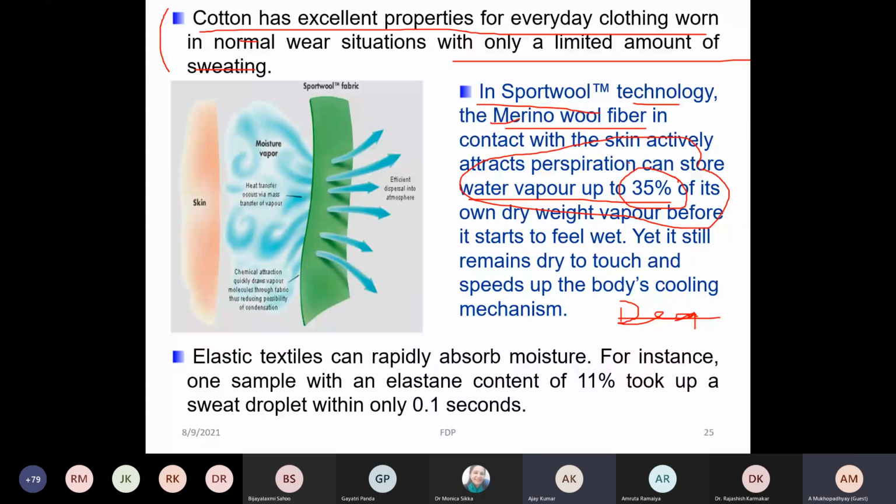It is also possible that elastin fiber can be used. Okay, elastin fiber. If you use elastin fiber, that can also improve the wickability in the materials.